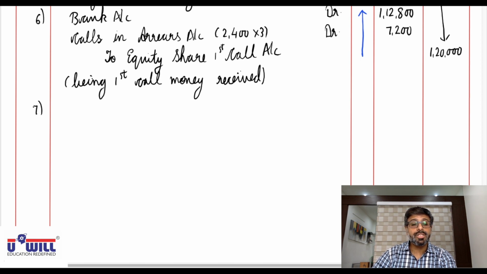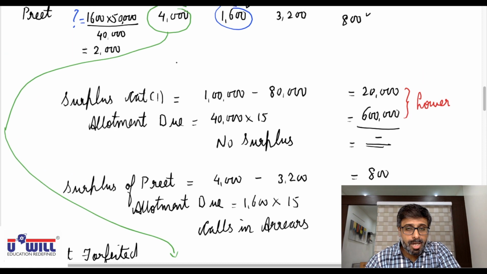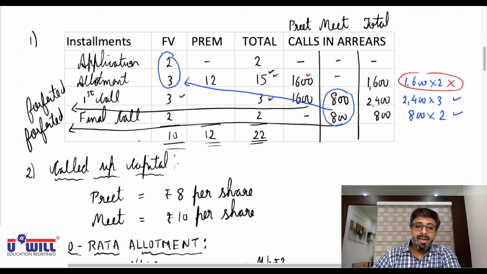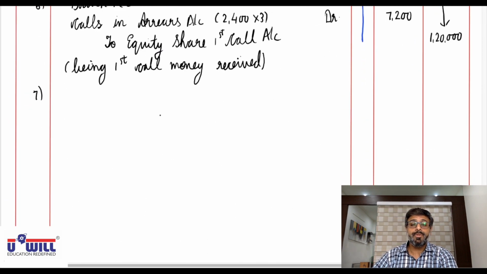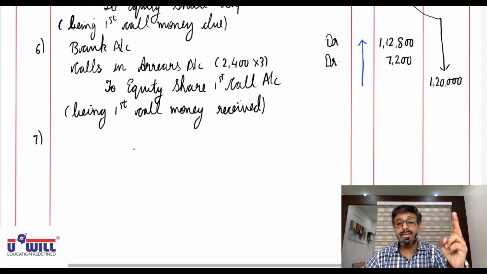So 2 entries of first call are done. Now 2 entries of final call. No, all of you, have you passed 2 entries of final call? Then it's wrong. After first call, forfeiture of Preet's shares. Okay, forfeiture, which two accounts debit, which two accounts credit? Share capital debit, security premium debit. Calls in arrears credit, forfeiture credit.